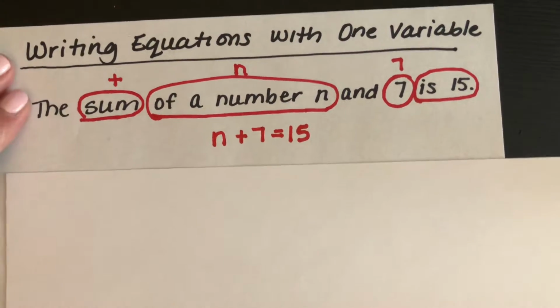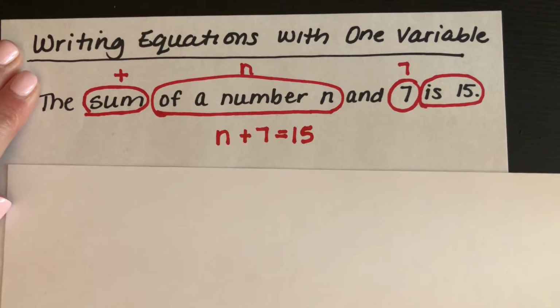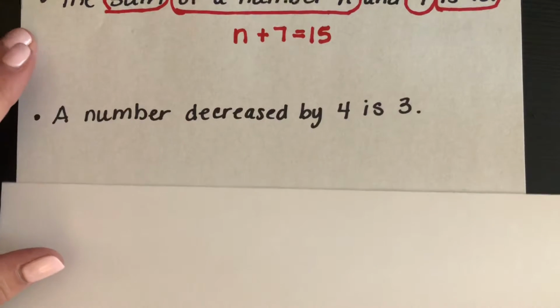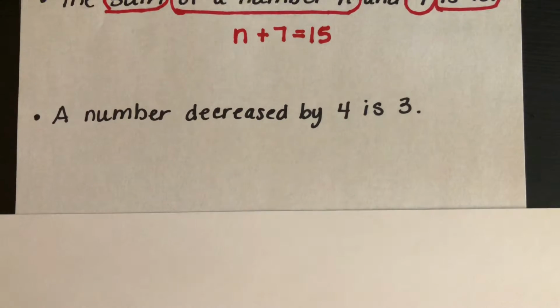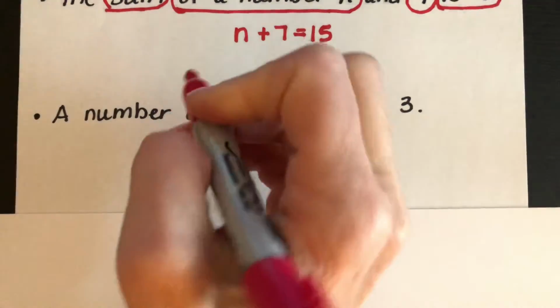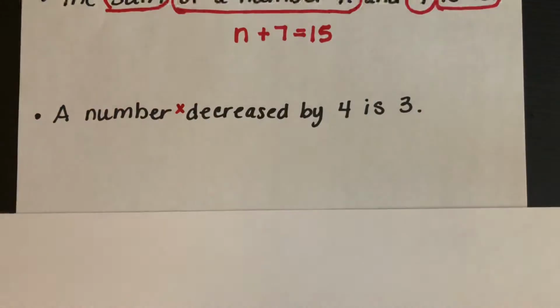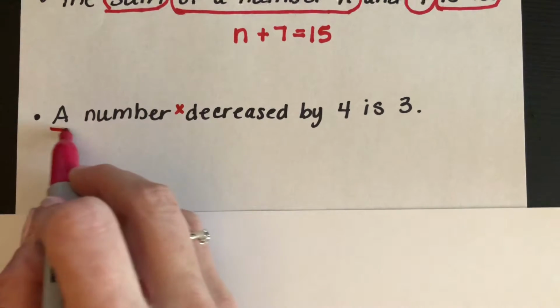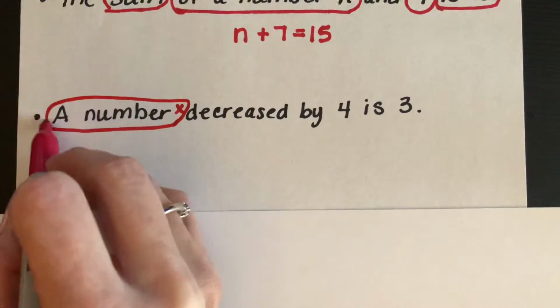Let's try another one. Pause if you need to catch up. A number decreased by 4 is 3. Oops, that should be a number x. Sorry, I forgot to put my x there. A number x decreased by 4 is 3.